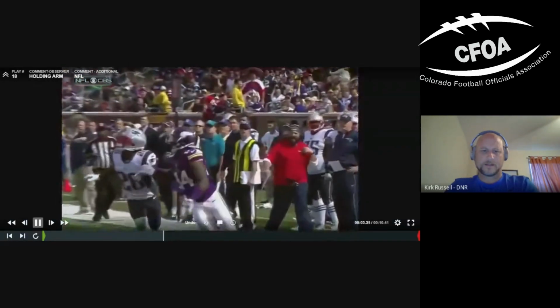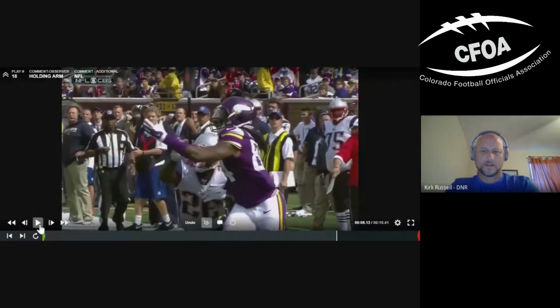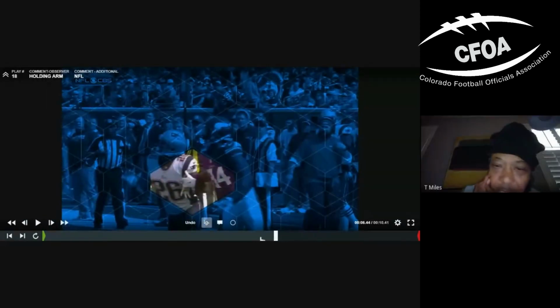Grabbing an opponent's arm in a way that restricts his opportunity to catch a pass. I bet these are tough to see. This kind of goes back to how many eyes we have on the field. This one's going to be a little tougher.